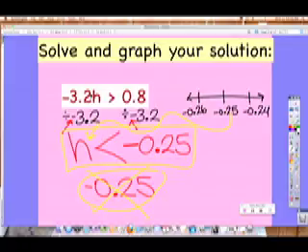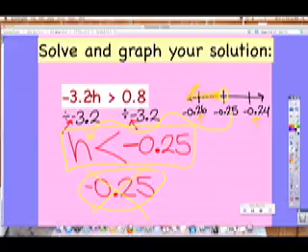Okay, now you've got to vote for one or the other. Which one goes here? The -0.26 or the -0.24? Which one makes more sense where h is? Is -0.26 less than -0.25? Or is -0.24 less than -0.25? Shout it out. What is it? Good job. Color the way that works. So -0.26. That works.